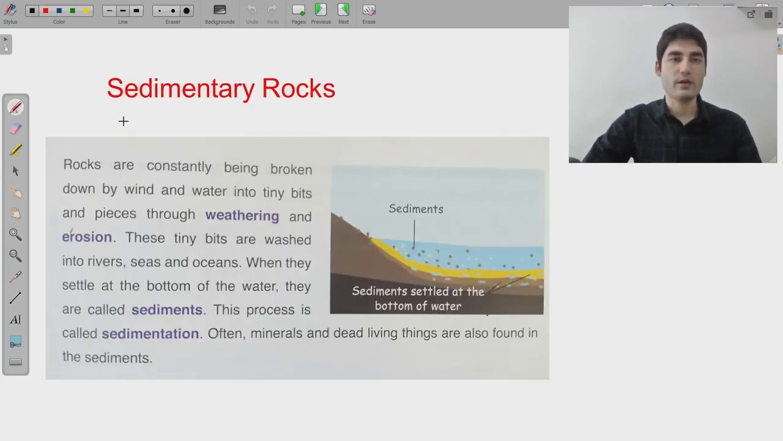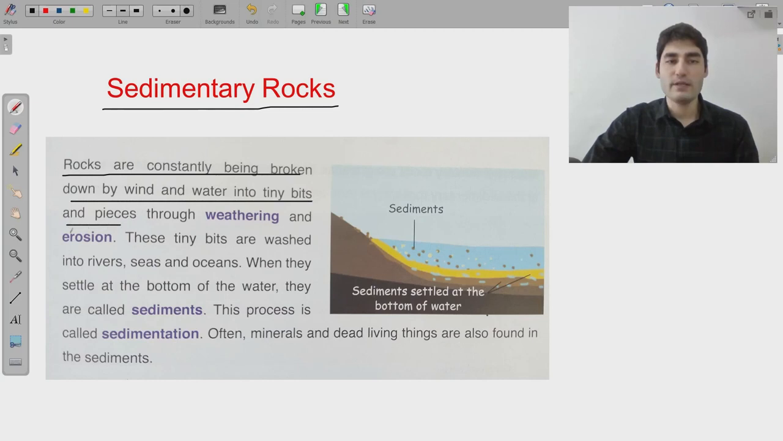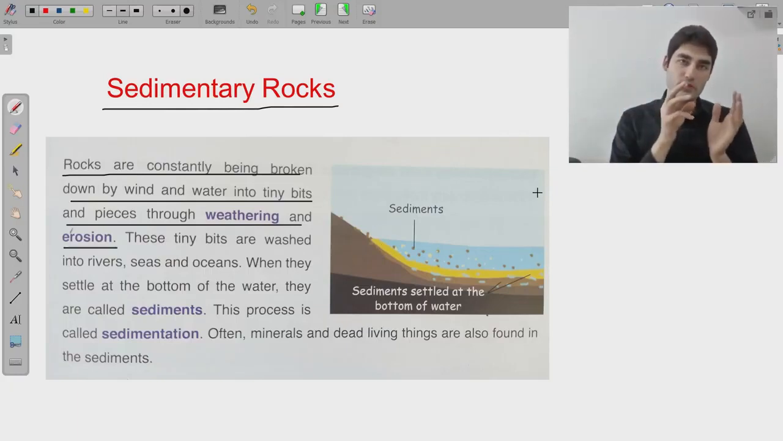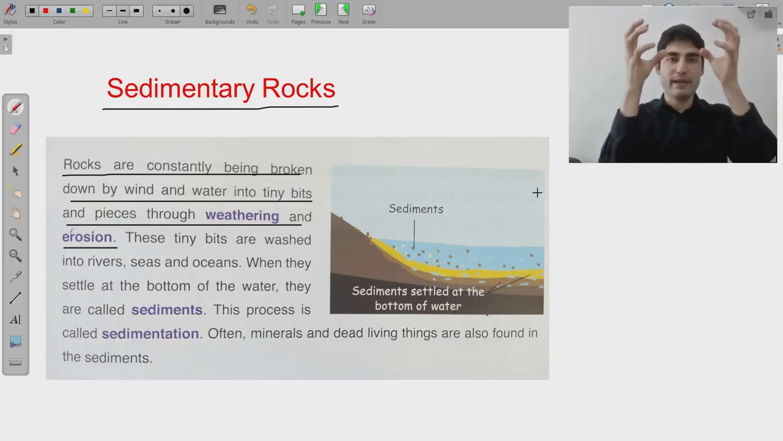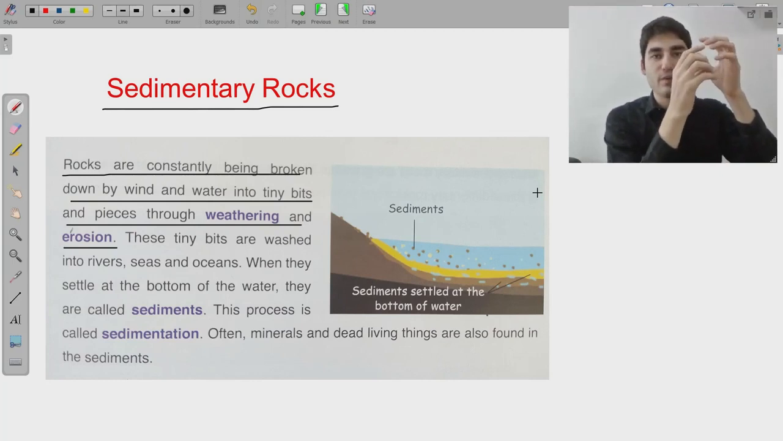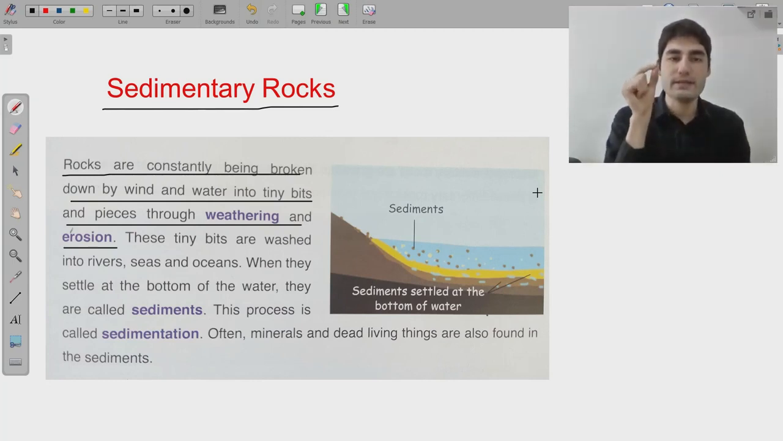So this week we are going to learn about sedimentary rocks. You can repeat after me. Sedimentary rocks. Rocks are constantly being broken down by wind and water into tiny bits and pieces through weathering and erosion. What does it mean? First, we have the igneous rocks, right? The igneous rocks are being broken down. When it is big, it breaks down into smaller pieces by wind and water.